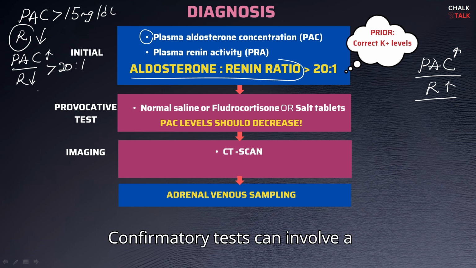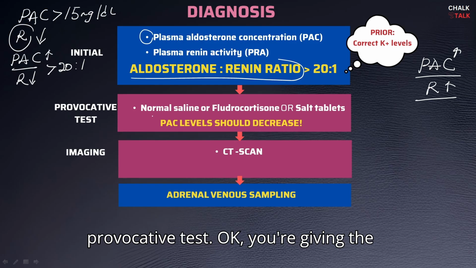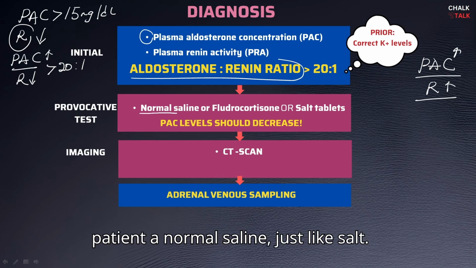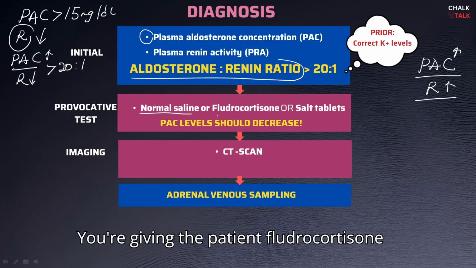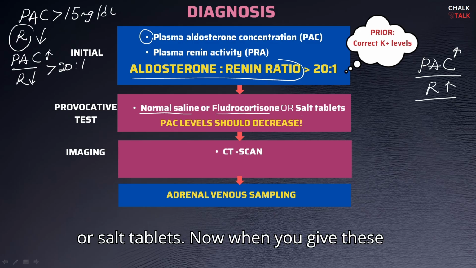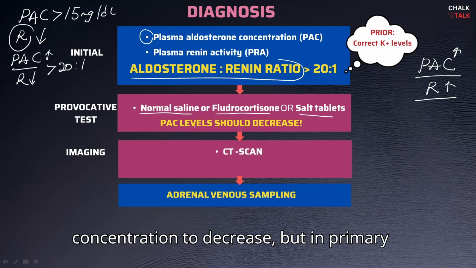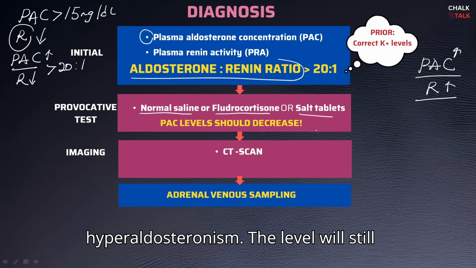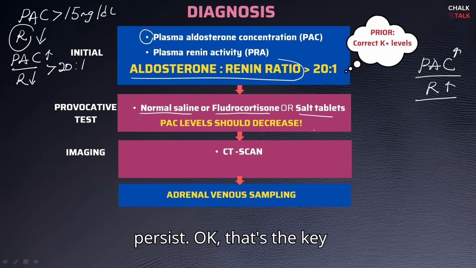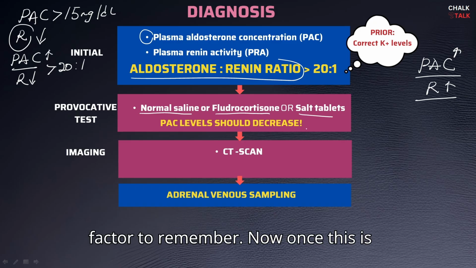Confirmatory tests can involve a provocative test. Okay, you're giving the patient normal saline, which is like salt. You're giving the patient fludrocortisone or salt tablets. Now, when you give these substances to a normal person, you would expect the plasma aldosterone concentration to decrease. But in primary hyperaldosteronism, the level will still persist. Okay, that's a key factor to remember.